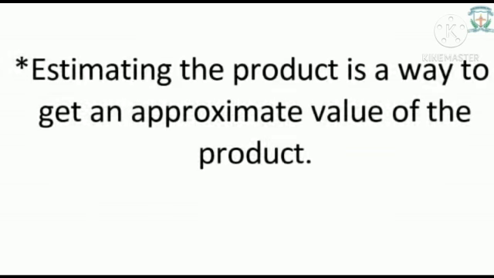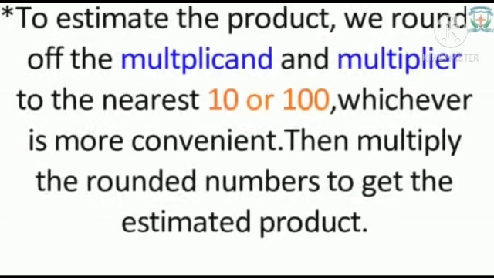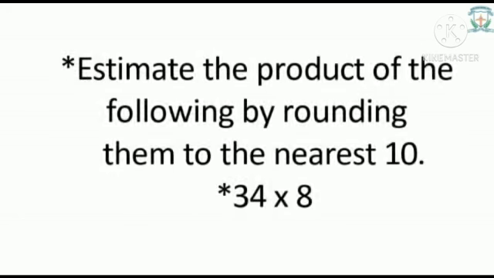Estimating the product is a way to get an approximate value of the product. To estimate the product, we round off the multiplicand and multiplier to the nearest 10 or 100, whichever is more convenient. Then multiply the rounded numbers to get the estimated product. Estimate the product of the following by rounding them to the nearest 10. Example 1.